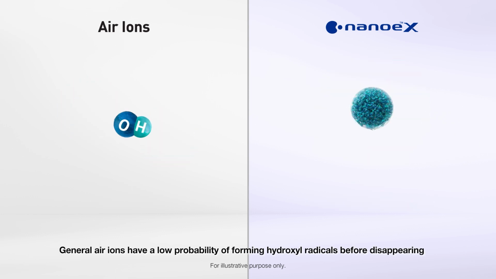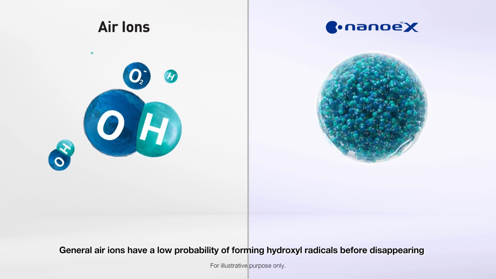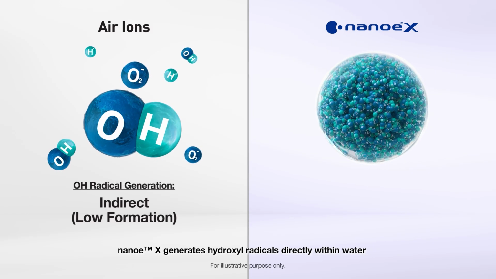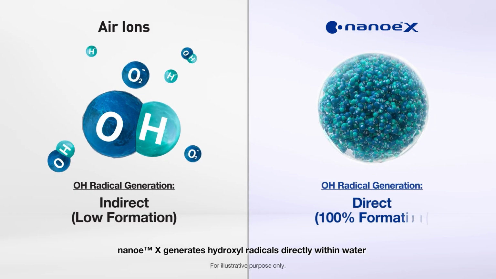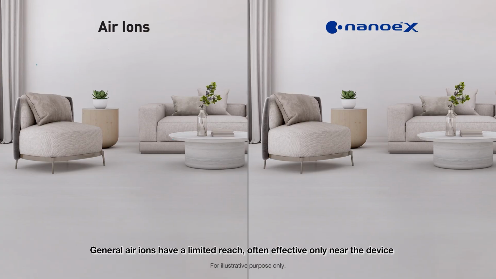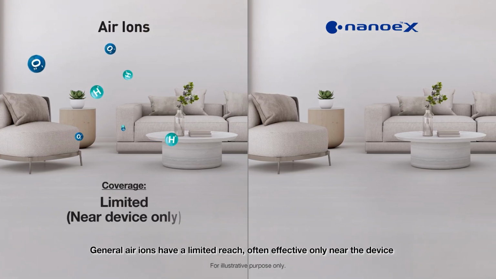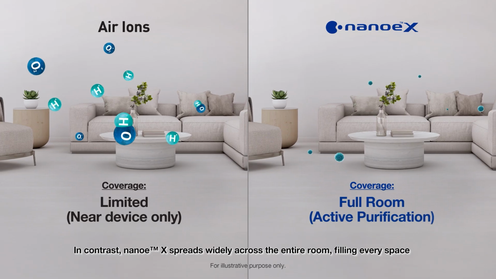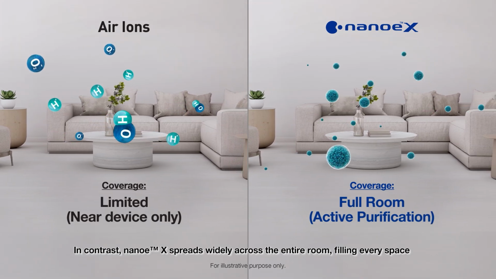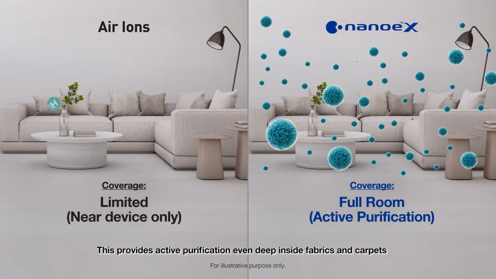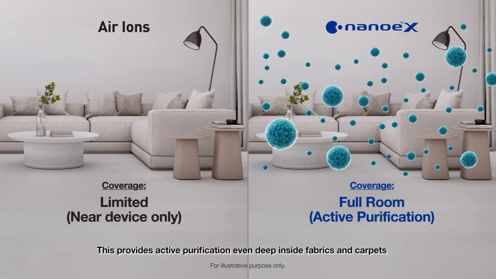General air ions have a low probability of forming hydroxyl radicals before disappearing. Nanoe generates hydroxyl radicals directly within water, maintaining a constant supply for active purification. General air ions have a limited reach, often effective only near the device. In contrast, nanoe spreads widely across the entire room, filling every space. This provides active purification even deep inside fabrics and carpets.